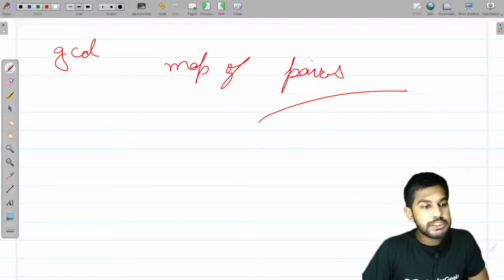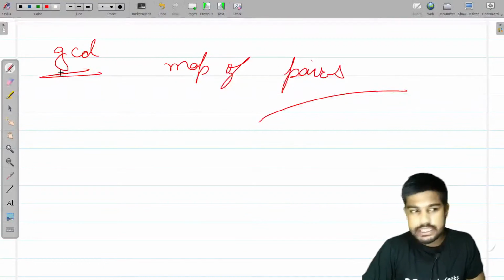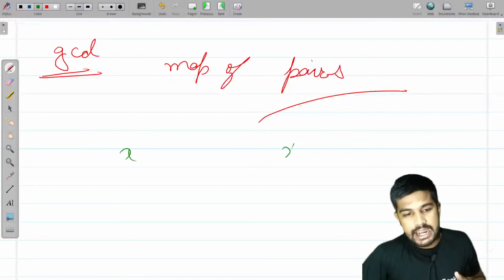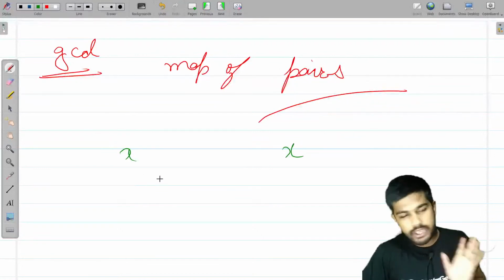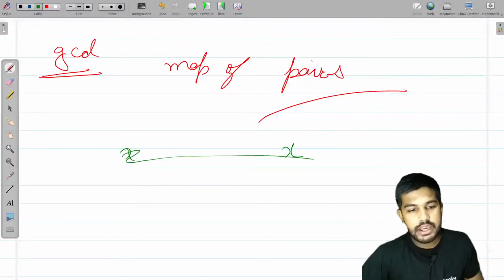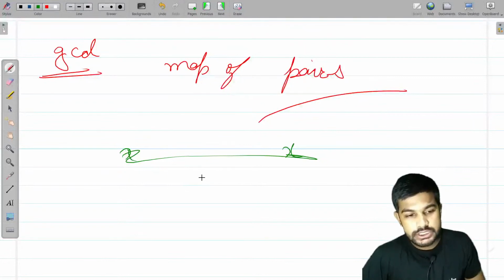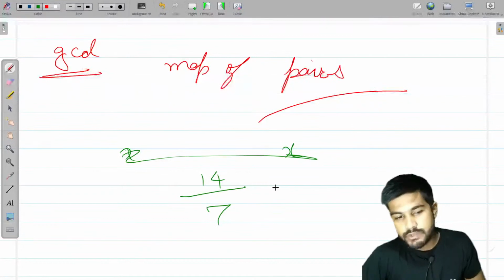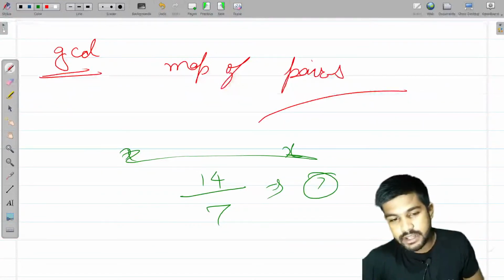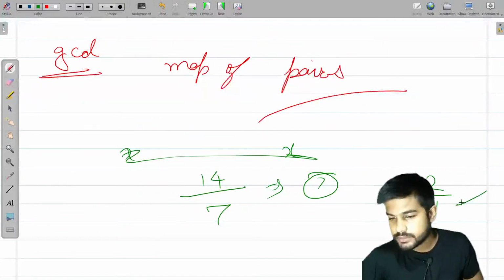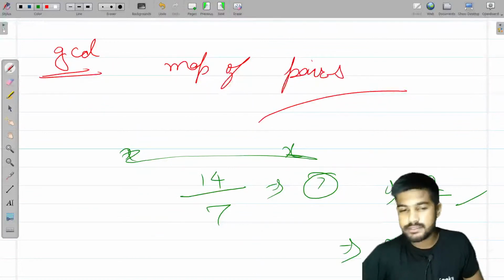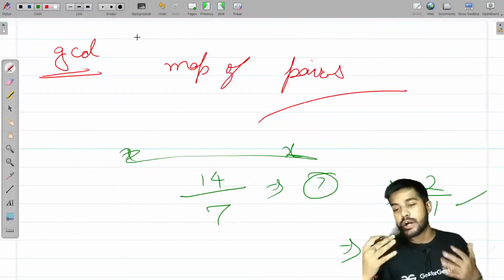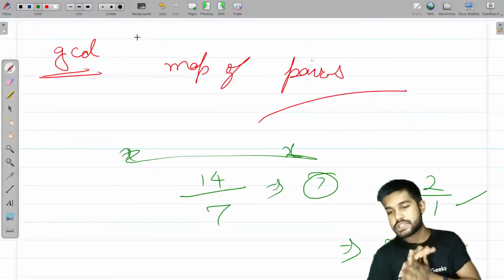Now to simplify it, we are using the GCD. We take out the GCD of x and y and divide. Suppose it is 14 by 7, so we take out the GCD, that would be 7, so it would be 2 by 1. That is, the slope would be 2 itself. Good to go. So can I move to the implementation now, or do any more doubts exist?